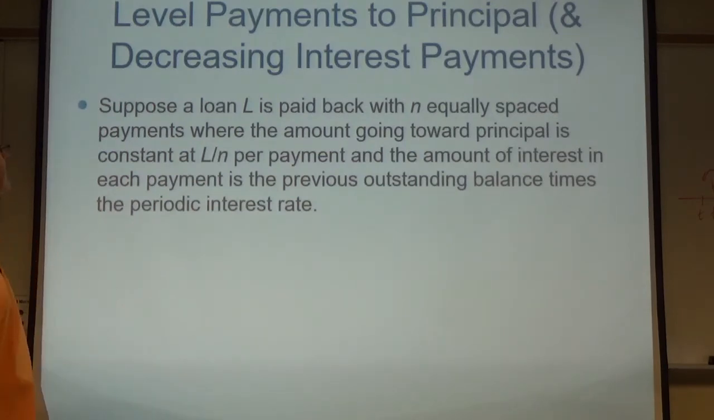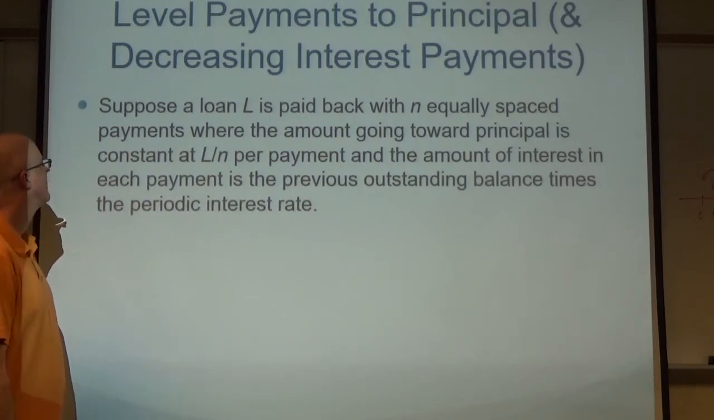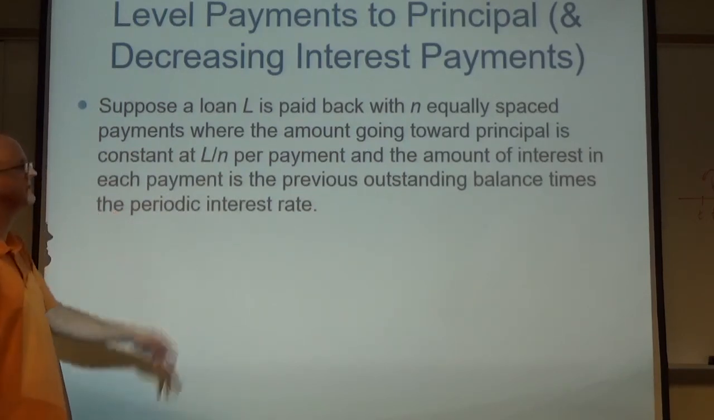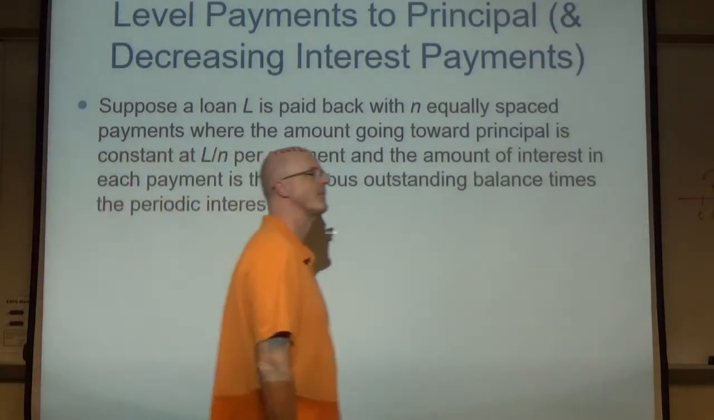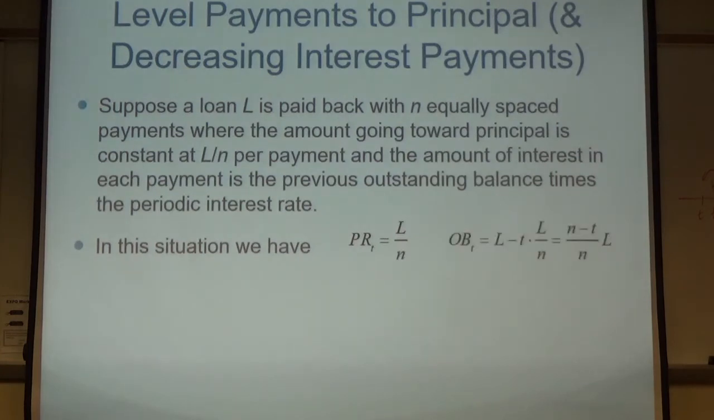You've got a loan L paid back with n equally spaced payments where the amount going toward reducing the principal is constant at L over n per payment. The amount of interest on each payment is the previous outstanding balance times the periodic interest rate, as always. What this means is PR sub t is constant. OB sub t is a linear function of t.